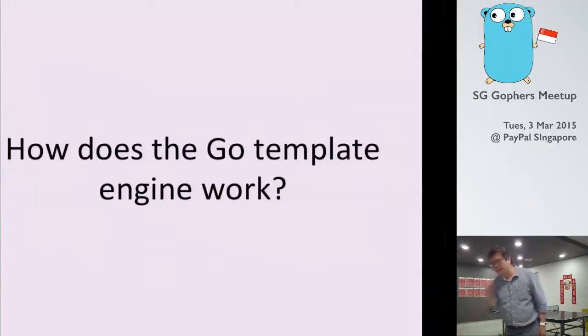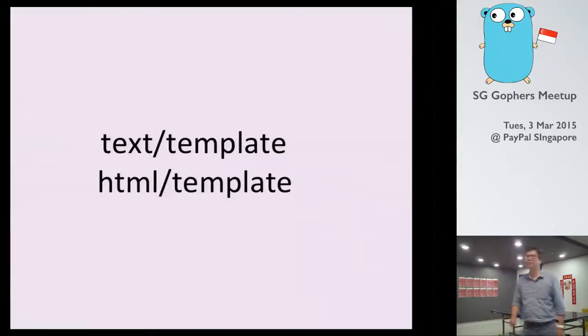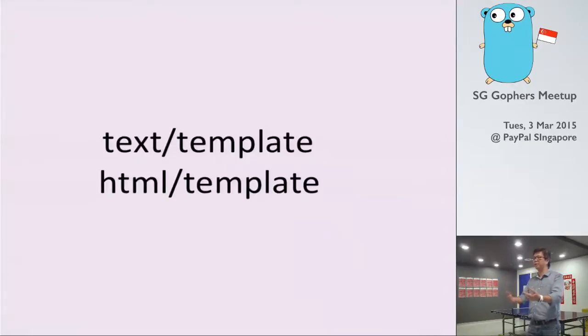So how does the Go template engine work, and what really is the Go template engine? The Go template engine is essentially just these two libraries, text template and HTML template. HTML template derives from text template. Text template basically contains almost everything that you need, and HTML template contains those things that are very specific to HTML.